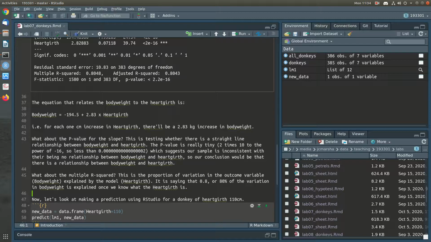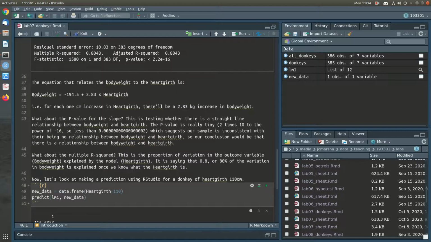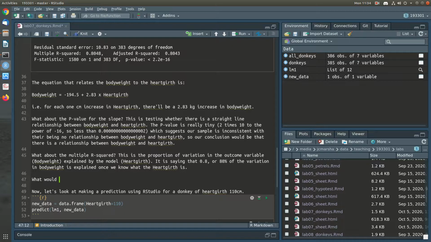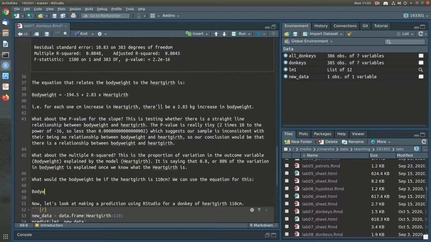Okay, now the next thing we need to do is do a prediction. Right, so what would the body weight be if the heart girth is 110 centimeters? We can use the equation for this, right? Body weight would be minus 194.5 plus 2.83 times 110.